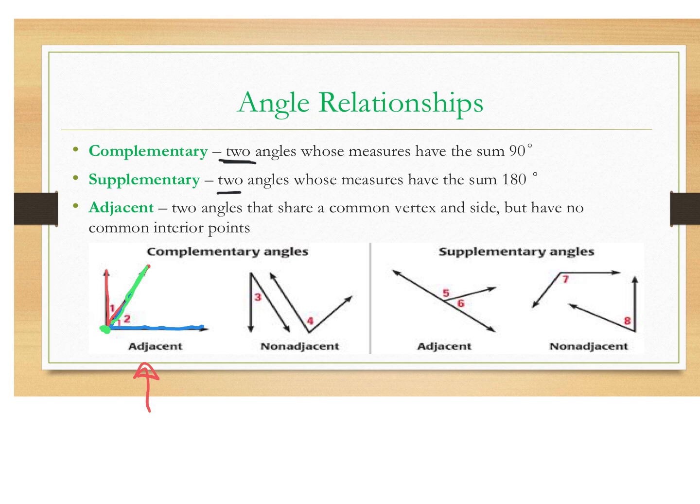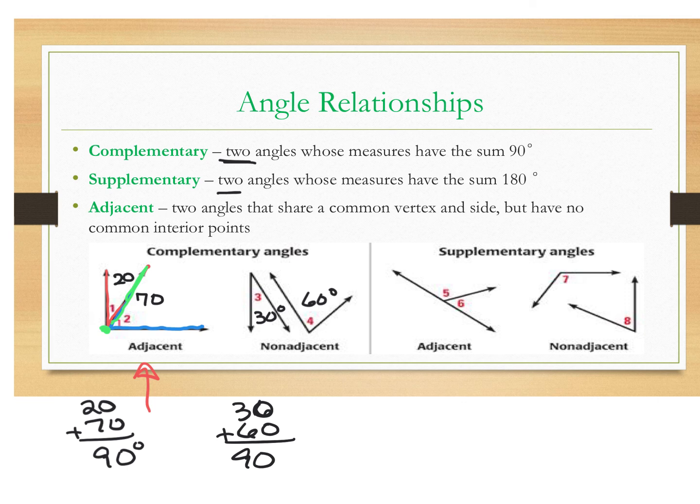So I can also identify complementary angles that are adjacent and complementary angles that are non-adjacent. So for example, if this angle here was 20 and this one was 70, they would be 2 angles that when you add them, they add up to 90 degrees. And I could have this same scenario when they're not adjacent. This one could be 30 and this one could be 60. I'm just looking for 2 angles when I add them, and that sum gives me 90 degrees. That's what makes them complementary.